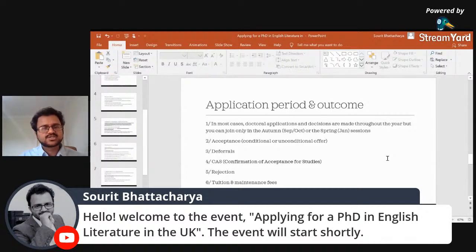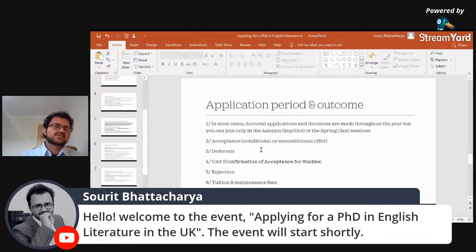Only when you have an unconditional offer, they will generate what they call CAS, confirmation of acceptance for studies. This is absolutely key. Without it, you can't apply for a visa. Until it comes to you, you'll have to wait. And it has a time limit as well. CAS cannot be for a long time. It has a three months, six months sort of window. So for one particular time period and acceptance, there is only one CAS.